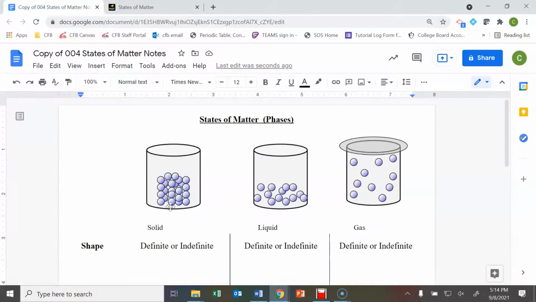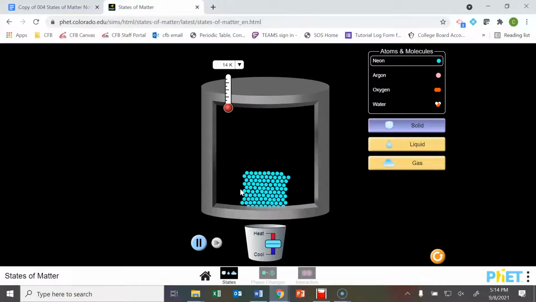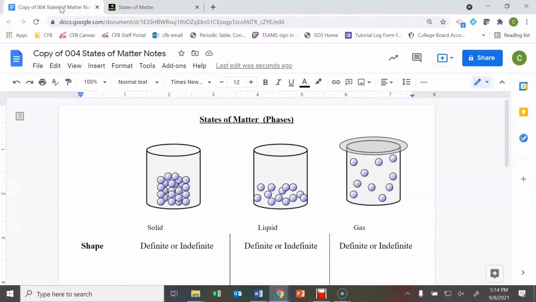So if you look at your solid, what could we say about its shape? Well, it's not spreading out to change shape at all. It's got a very fixed or unchanging shape. So the word we would use here is definite, not indefinite. So it's a definite shape. You could just circle that if you're doing this on paper. Liquid.